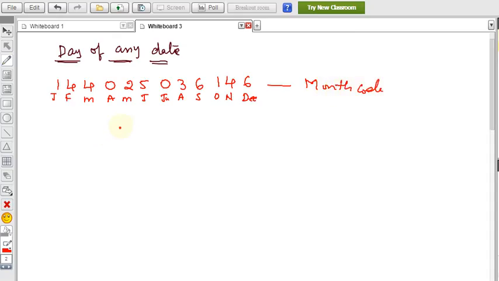Now let us take one date. I'm taking 2011-2016. This actually is a Sunday, so we'll check this method now. So now the simple formula is day is equal to date. Let me write the formula here clearly.